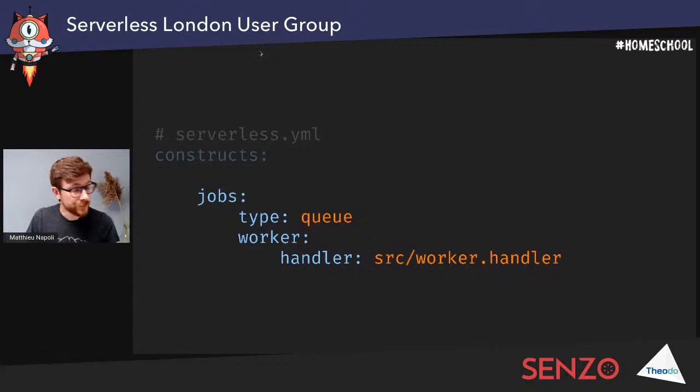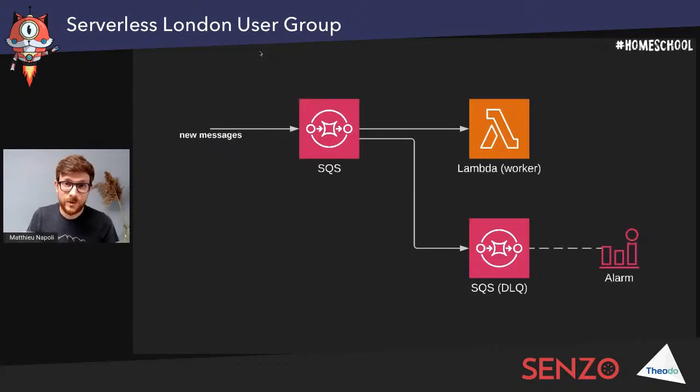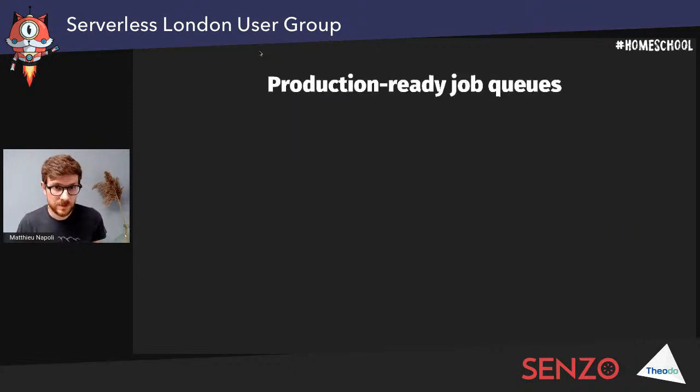But again, production ready doesn't stop there. We have to think about failures, about retries, and that's why that construct deploys SQS, Lambda, and a dead letter queue that will store failed messages. It can also deploy for you an alarm that sends an email whenever there's a failed message in the dead letter queue. Those patterns are built based on AWS recommended architectures, based on experience from experienced AWS builders. That's how we get production-ready job queues.